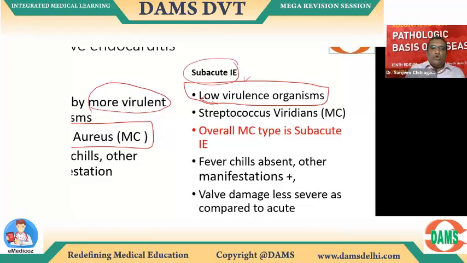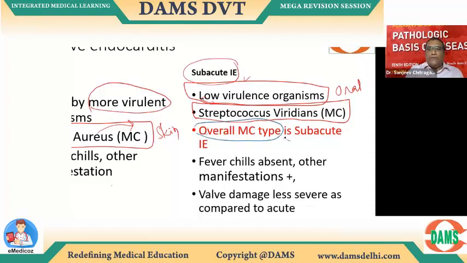Obviously, this Staph aureus is coming from the skin, as we discussed already. For subacute, the most common cause is Streptococcus viridans. And where is this coming from? The oral cavity. Just to know one point here: overall, which is the most common cause? This is one people keep asking me.